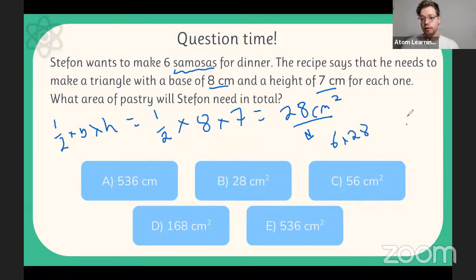I'll move my little face. No, I'm just drawing on myself. Try to move my Zoom face, but it's not letting me.